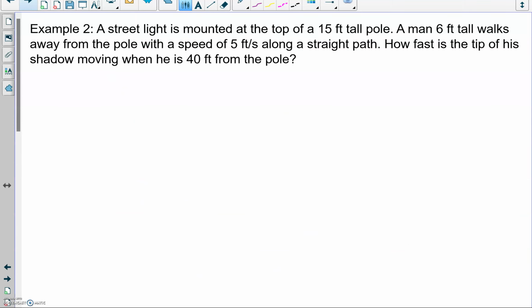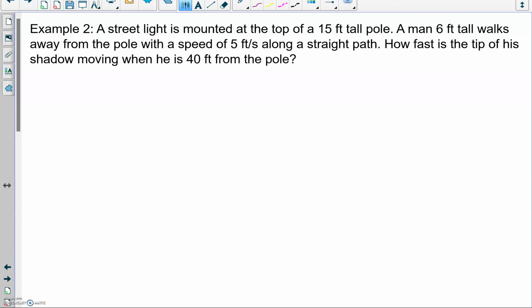So this one, we've got a street light mounted at the top of a 15-foot tall pole. A man 6 foot tall walks away from the pole with a speed of 5 feet a second along a straight path. How fast is the tip of his shadow moving when he is 40 feet from the pole?